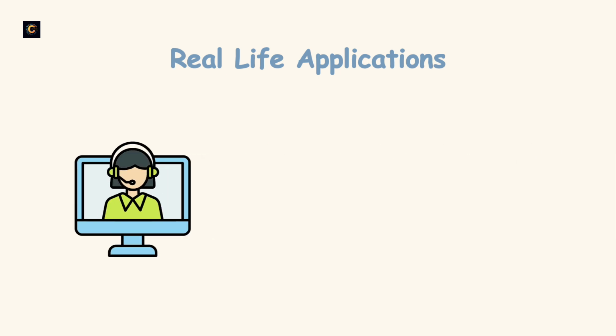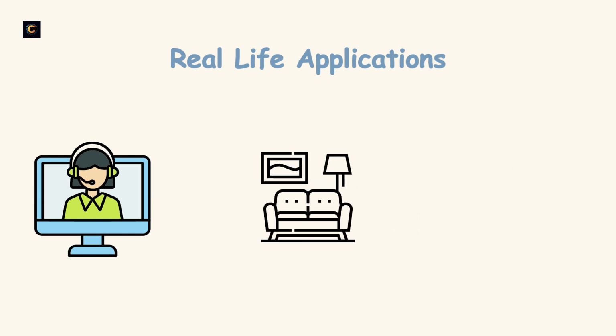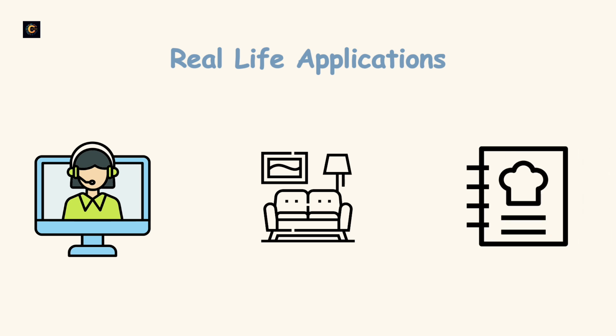Now, let's talk about some real-life applications. The proxy pattern can be seen in a virtual assistant that answers your calls and provides information without you having to pick up the phone. The builder pattern is like assembling a piece of IKEA furniture where you follow a step-by-step instruction guide to build the final product. And the prototype pattern is like copying a favorite recipe from a cookbook to create a new dish that tastes exactly the same as the original.